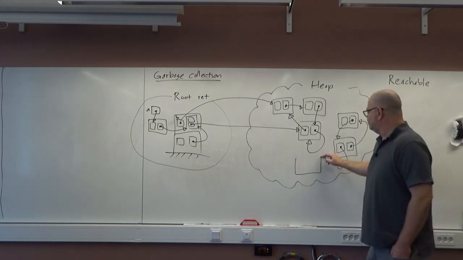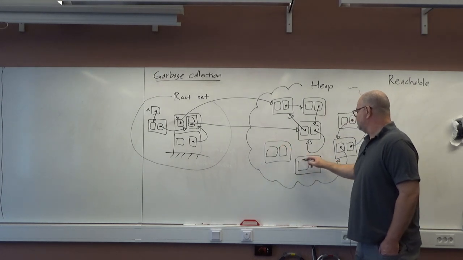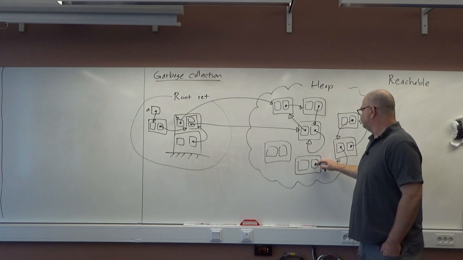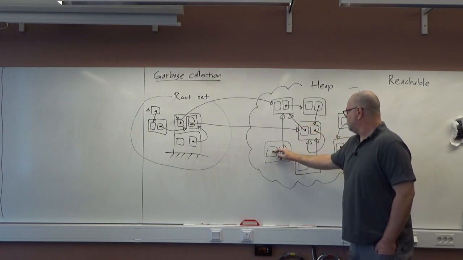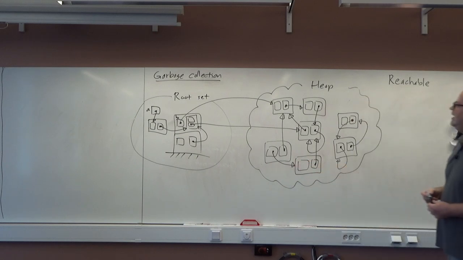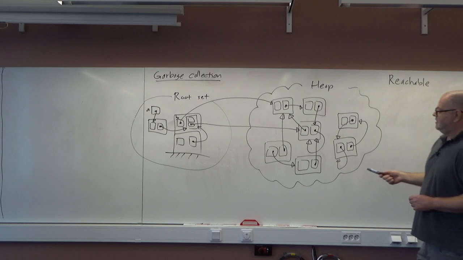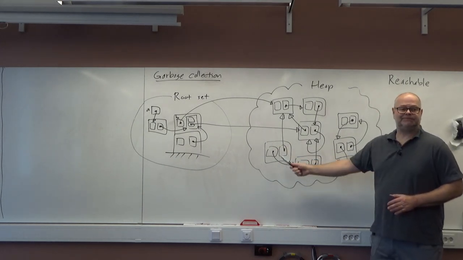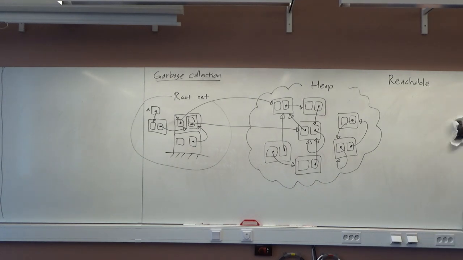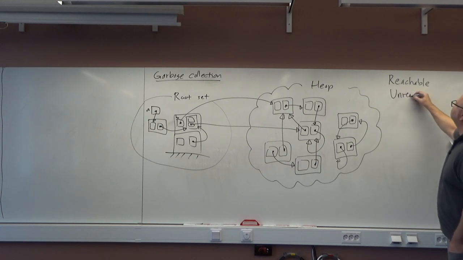Or let's add a few more just to complicate things. These have some pointers back to reachable objects, but they are not reachable themselves. I have no way to get to these objects. Reachable and unreachable.